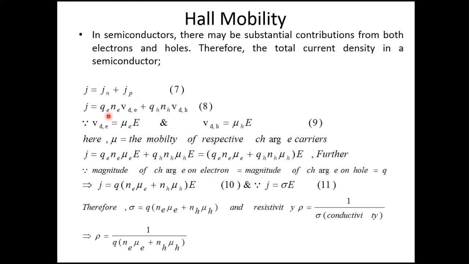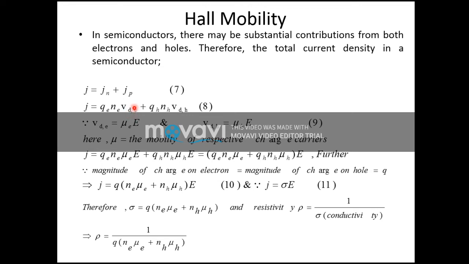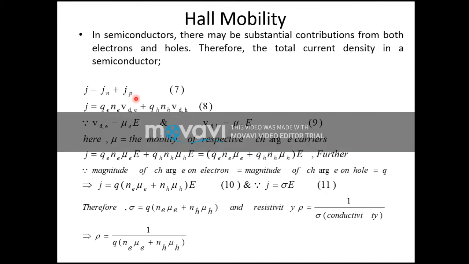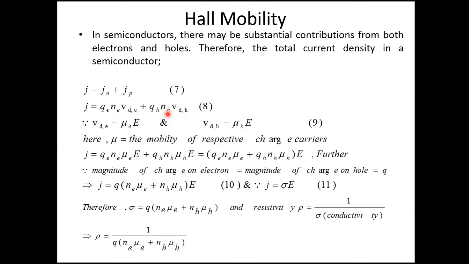So J is equal to Q E N E V D E, and this is for electron. VDE is the drift velocity for electron, NE is the charge density of electrons, and QE is the charge on the electrons, which is a negative charge here. Now plus Jp is the current density for positive charge carriers. So here they are holes, so plus QH NH VDH. QH is the charge on the holes, NH is the density of positive charge carriers that are holes, and VDH means the drift velocity of the holes.